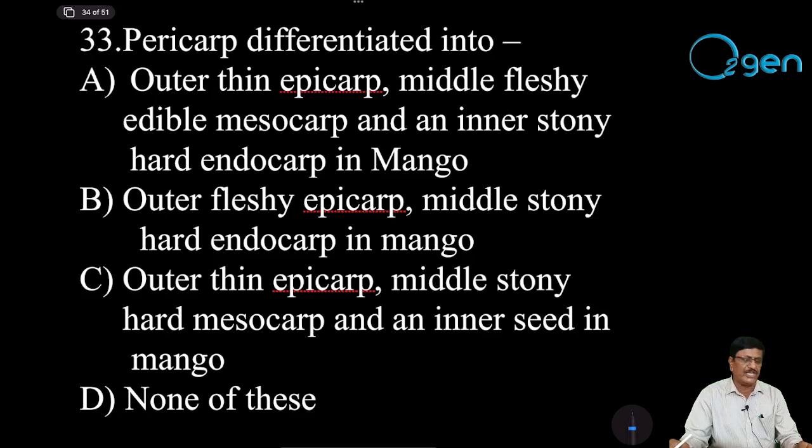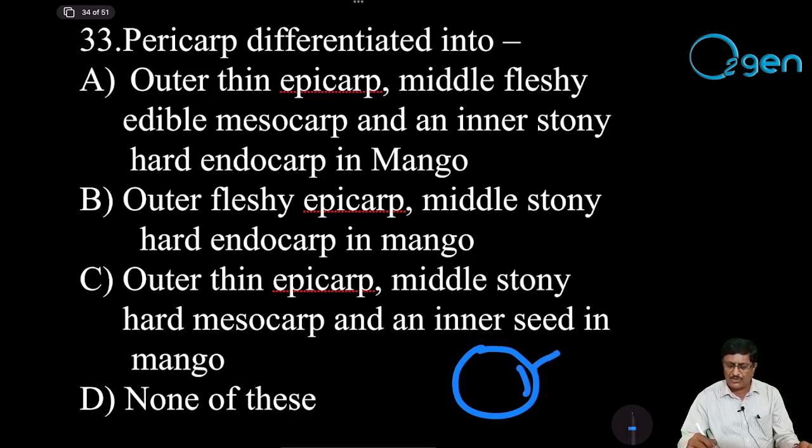Pericarp differentiated into. In the fleshy fruit there are two types, drupe and berry. The pericarp can be differentiated into outer epicarp, middle mesocarp, and inner endocarp. In mango, the outer epicarp is the peel, the middle edible part is the mesocarp, and the inner hard stony part is the endocarp. That's why option A is correct.